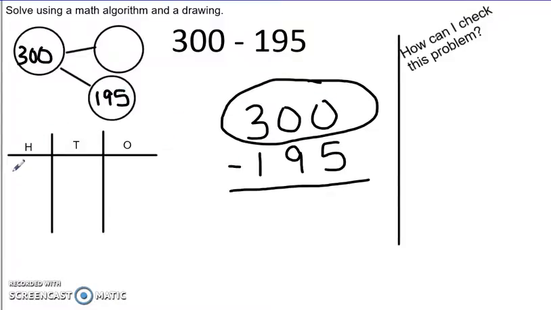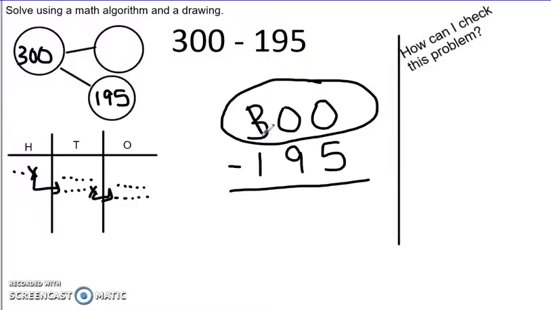We draw 300 in our chart. 300 has 300s. Then we start subtracting in our ones. We can't do 0 minus 5. We can't borrow or take from our tens, so we need to go right to the hundreds and take from the hundreds. I cross out the 100 and I make 10 tens. Then I cross out the tens and I bring it over to my ones and make 10 ones.